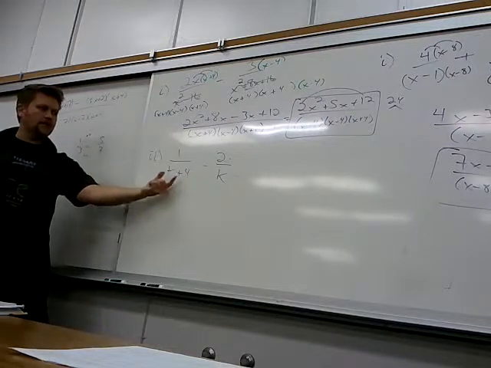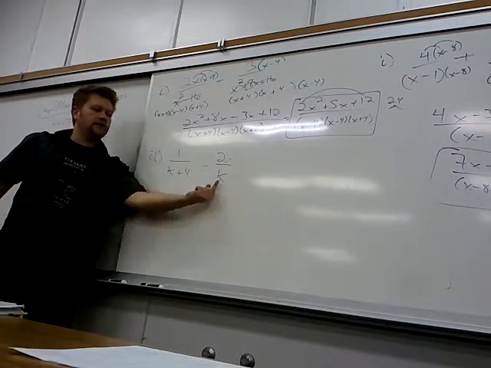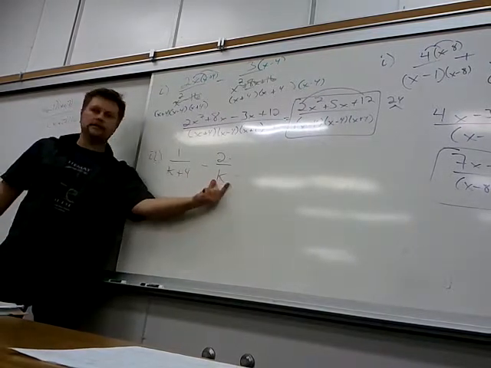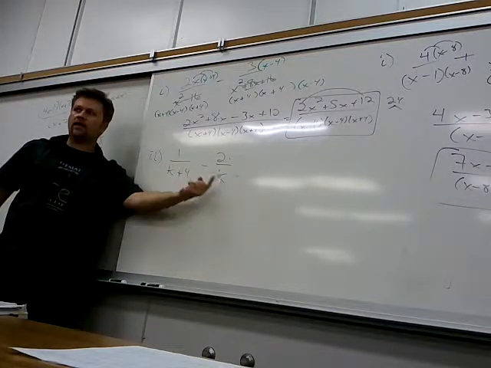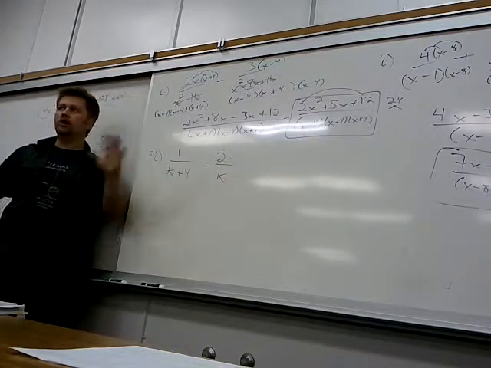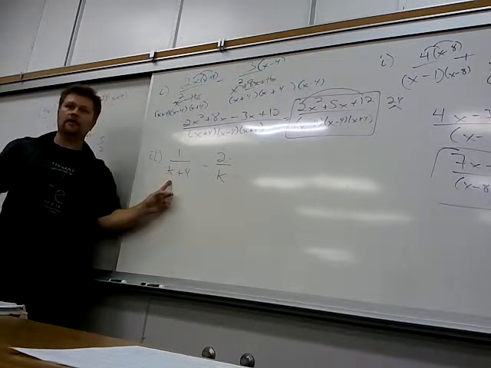So don't look at this as he's missing a +4. Neither of these guys has a 4. This guy has a k. This guy has a k + 4. Do they have anything in common? No. Don't say k. They don't have a k in common.